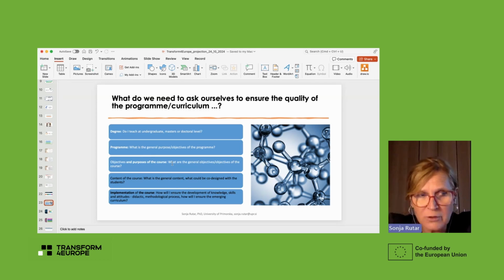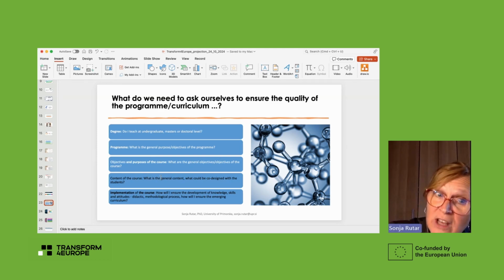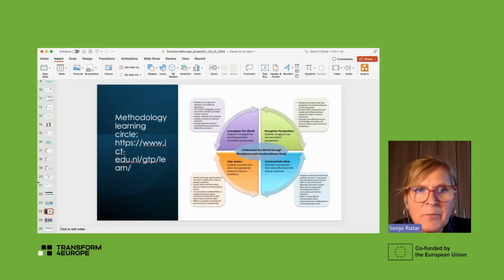But when they come to the university, to the program, now starts a place of freedom, let's say. Freedom for students and for teachers, for my understanding. Because, let's say, what is general content and what could be designed with the student? Content of the course could be developed together, definitely. And then implementation of the course. How will I ensure the development of knowledge, skills, attitudes, didactic? How will I ensure the emerging curriculum together? This is the question. Those are a lot of different kinds of opportunities.